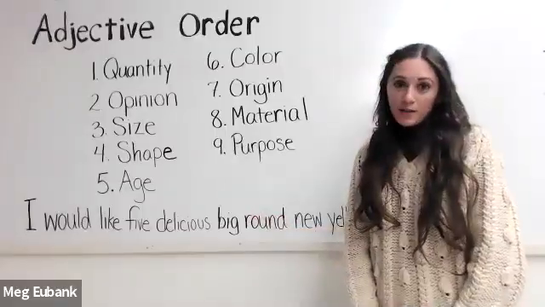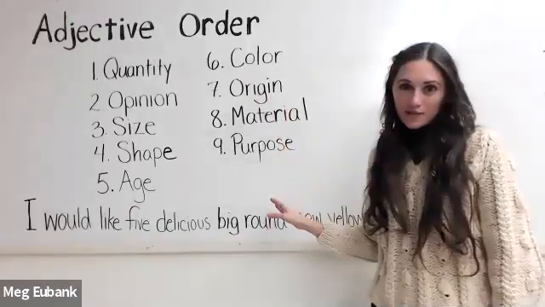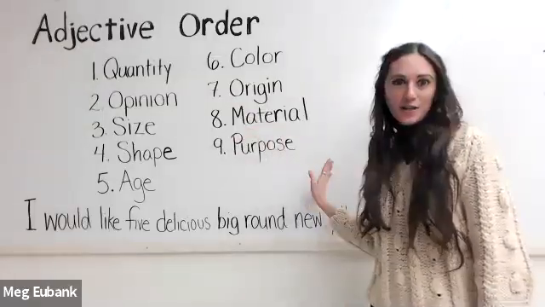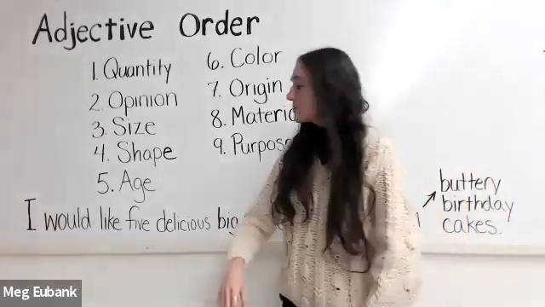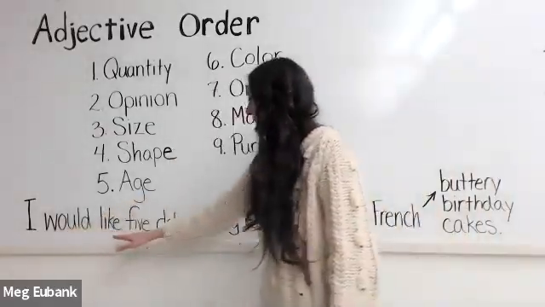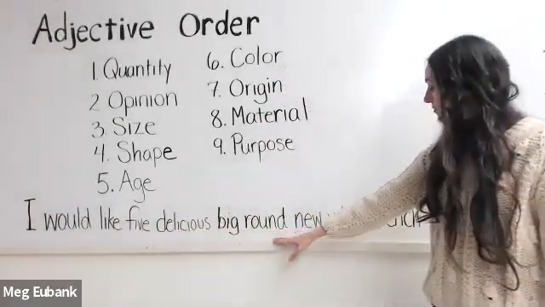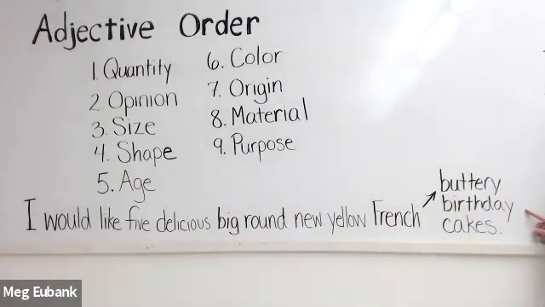Now, I did come up with a sentence that is a crazy big long sentence that includes all of these things. So this is what a possible sentence might sound like if I tried to use 9 adjectives in my sentence. And this is someone buying cake, okay? I would like 5 delicious, big, round, new, yellow, French, buttery birthday cakes. See how I ran out of room at the end here because my sentence was so long, I had to stack it like that.